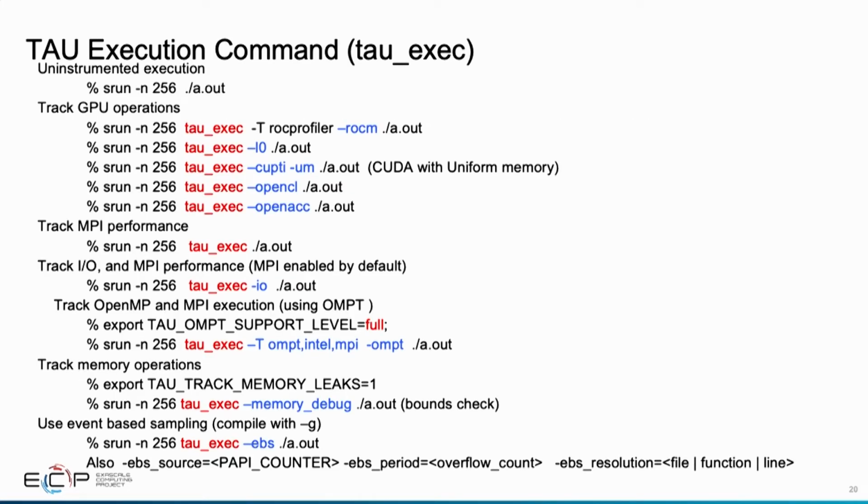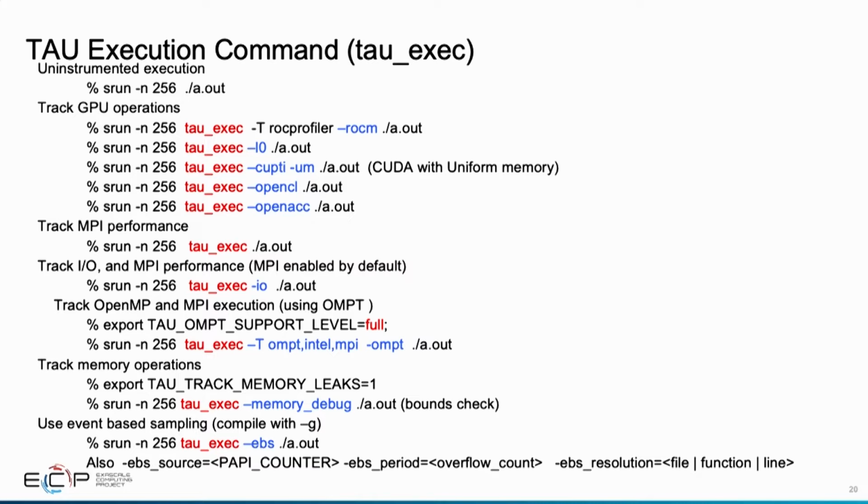If I take an application and launch it with, say, srun or aprun with 256 cores or 256 MPI ranks, then I can say tau_exec with a tag, the -T, and specify a configuration of TAU, and then what option I want to measure. Is it ROCm? Is it Level Zero for Intel GPUs? Is it CUDA? Is it OpenCL, OpenACC, or the OpenMP tools interface, OMPT? These are just options that you can specify that turn on the hooks for this runtime. And then you can generate the performance data.